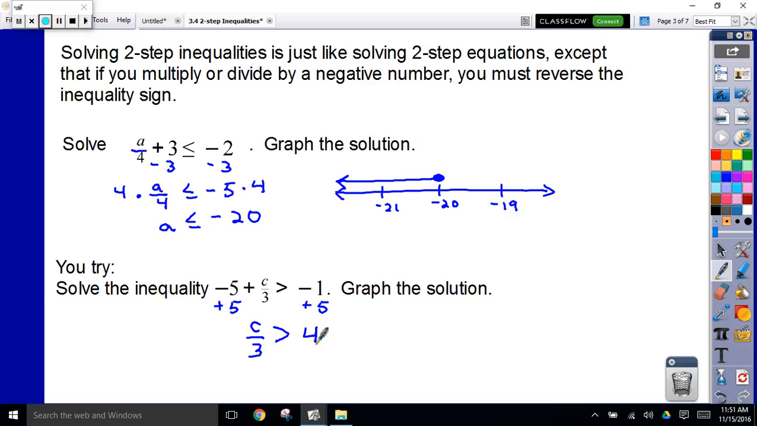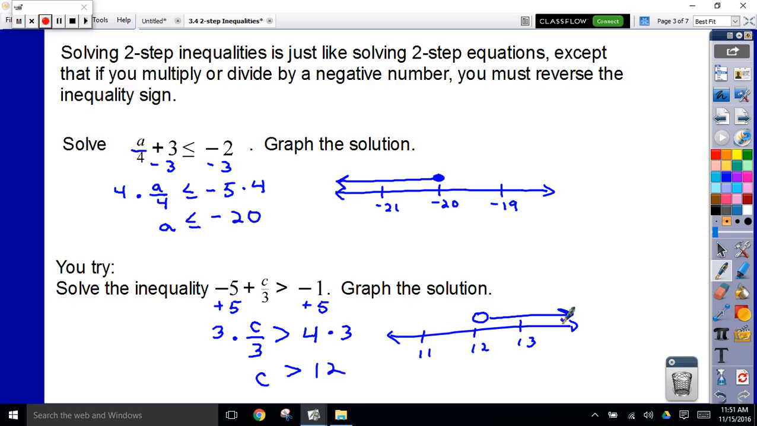Okay, now what do we do? Multiply by 3. Good. What do we end up with? C greater than 12. Good. Graph the solution. I'm just going to do 11, 12, 13. Do I use an open or closed circle? Open. And do I go to the right or to the left? To the right. Good. Okay, any questions about that one?